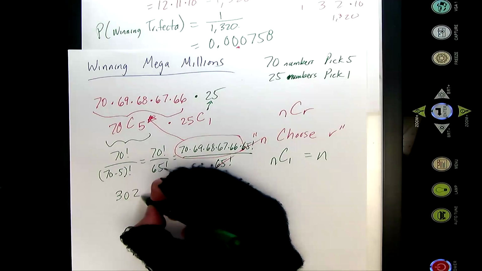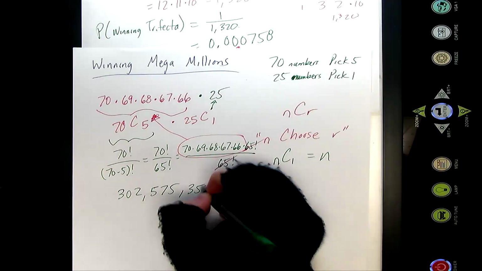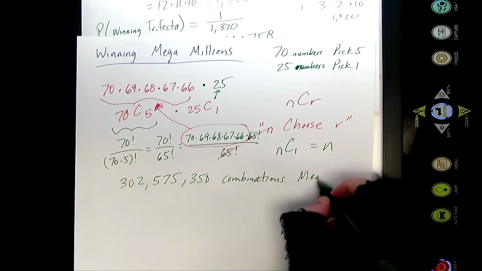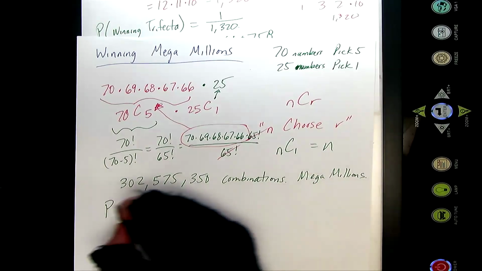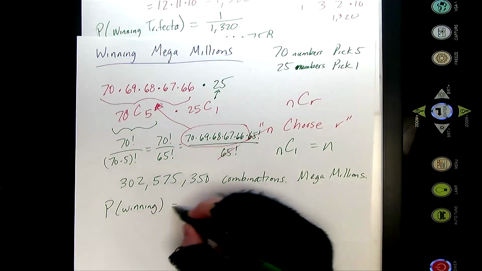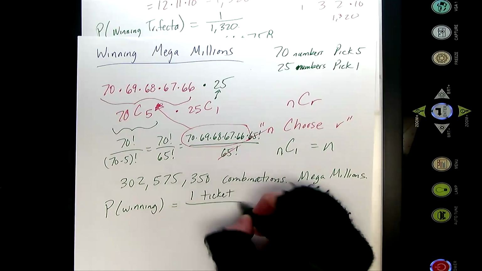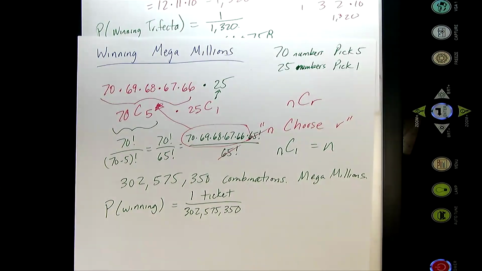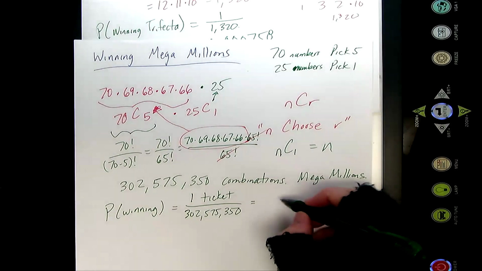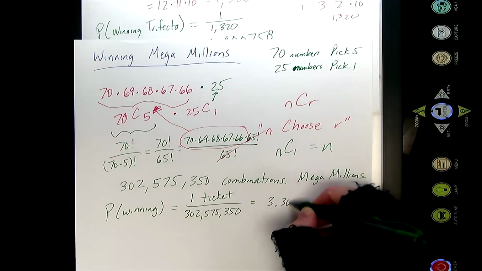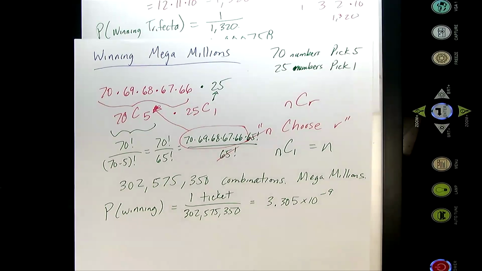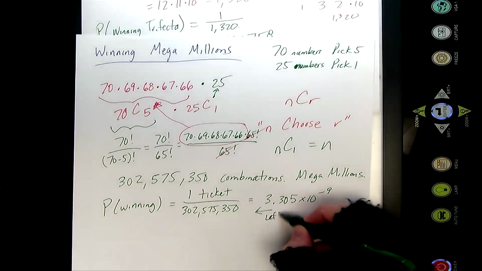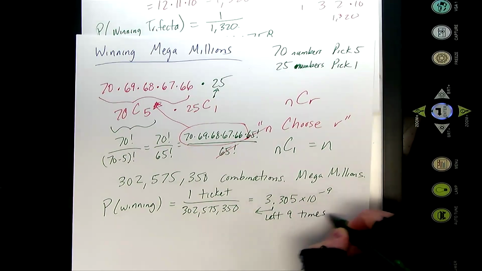There are 302,575,350 combinations for Mega Millions. The probability of winning: there's only one ticket, one combination, that has it, out of that number. It's giving me a negative exponent thing, which means I gotta move that decimal left 9 times. That's a really low number, right?